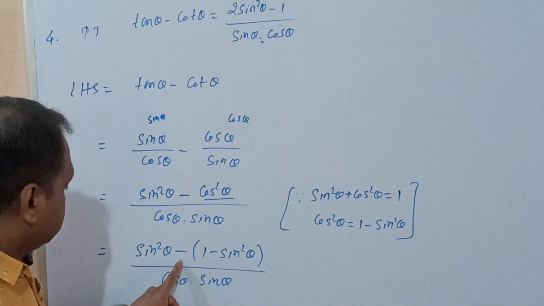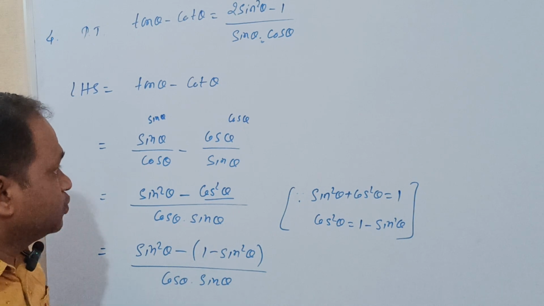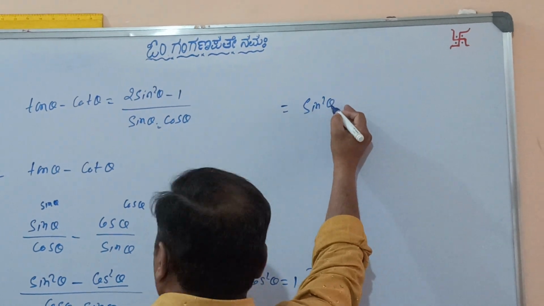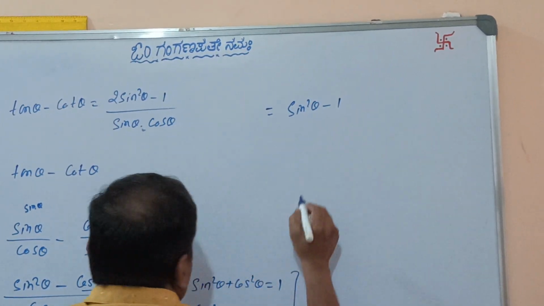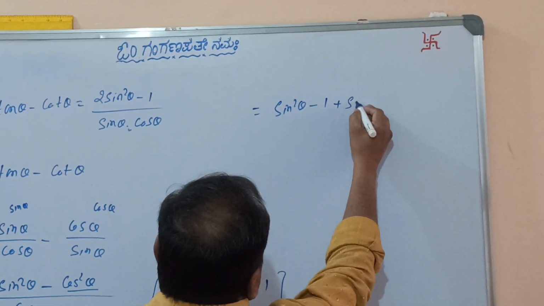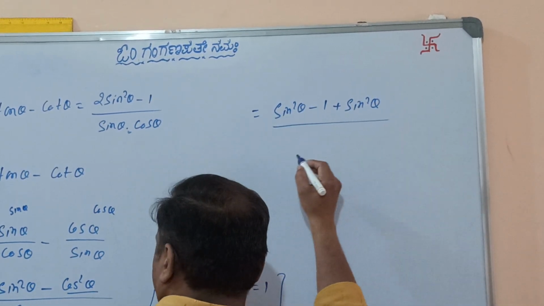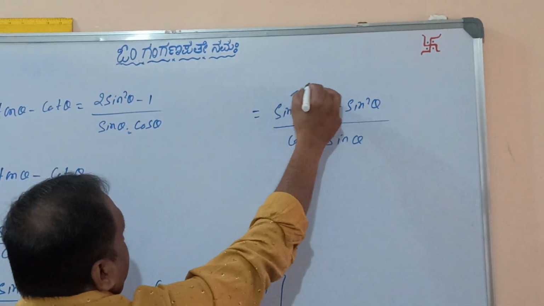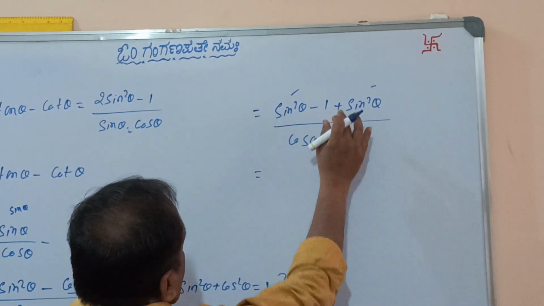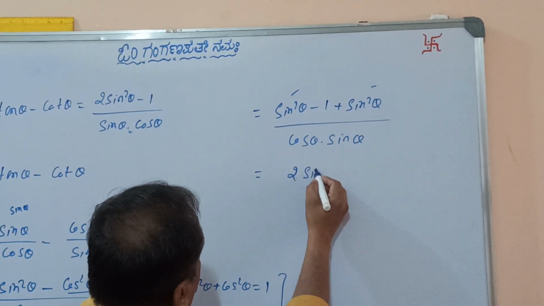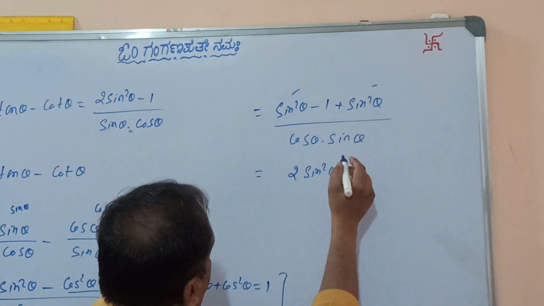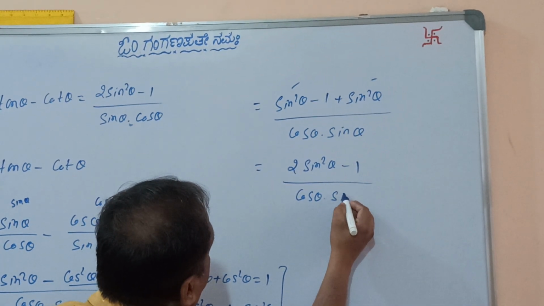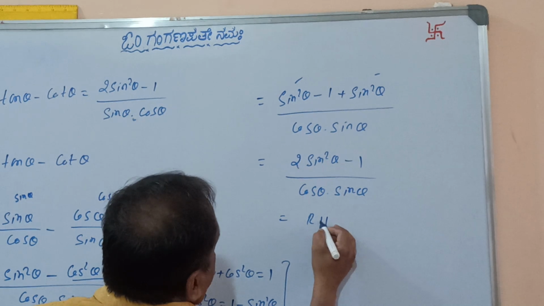So next step I am going to multiply with minus 1 here. So this numerator becomes sin square theta minus 1, minus into minus becomes plus sin square theta, whole divided by cos theta into sin theta. So sin square theta, 2 are there, plus in the sense 2 sin square theta are there, minus 1, divided by cos theta into sin theta. Hence proved RHS.